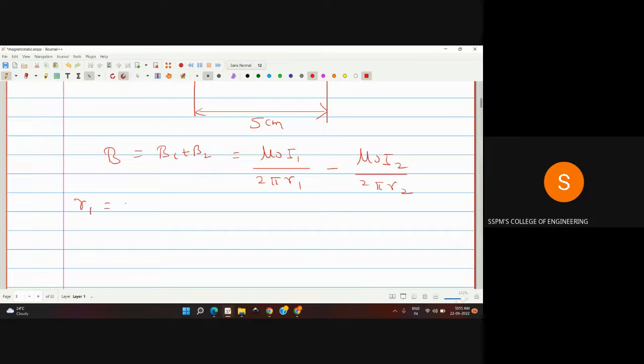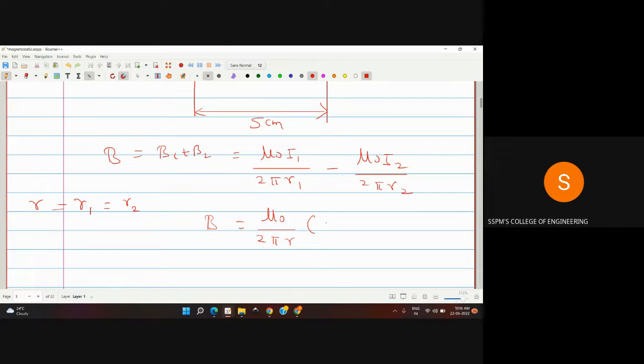R1 and R2 are the same. R is equal to R1 is equal to R2, isn't it? So B will be mu 0 divided by 2 pi into R.